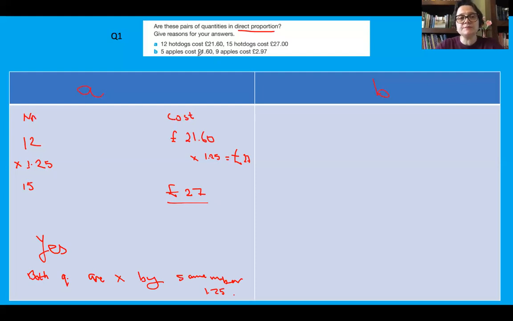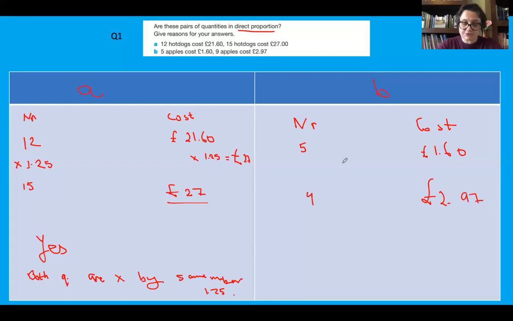Let's have a look at question B. 5 apples cost 1 pound 60. 9 apples cost 2 pounds and 97. Again, we have two quantities against each other, the number of apples and the cost. So we have 5 apples here, costing 1 pound 60, and 9 apples cost 2 pounds and 97 pence, right?